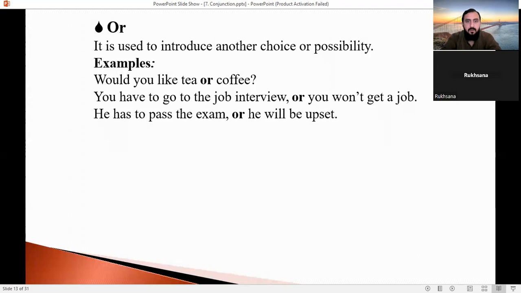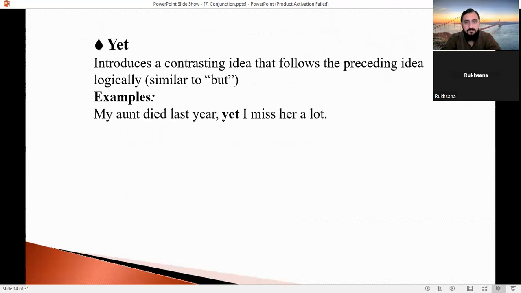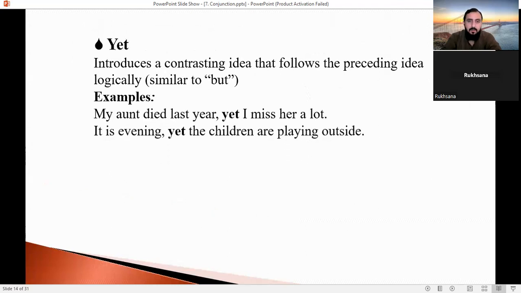Next, "yet". "Yet" introduces a contrasting idea that follows the preceding idea logically, similar to "but". Example: my aunt died last year, yet I miss her a lot. It shows an opposite idea and a surprising idea.